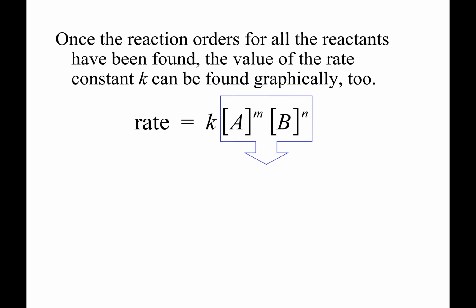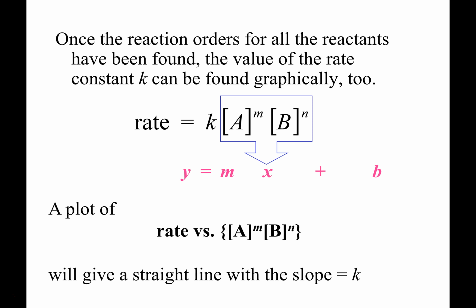So simply, if we go ahead and plot along the y-axis rate and along the x-axis the molar concentration of A raised to its reaction order, which we know now, times the molar concentration of B raised to its reaction order, which we know now. Again, you'll get a straight line, and the slope of that straight line will be equal to the rate law constant K. Okay? That's it, man. So three plots.